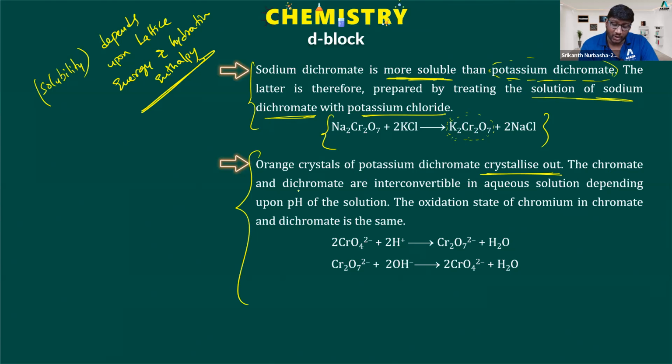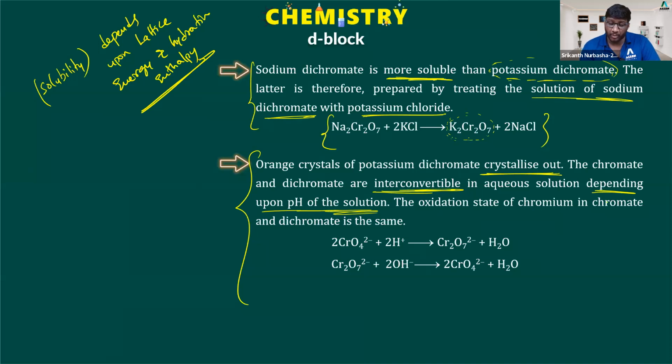The chromate and dichromate, as I have told you in the previous slides, are interconvertible in aqueous solution, depending upon the pH of the solution. The mechanistic approach is not required here also.